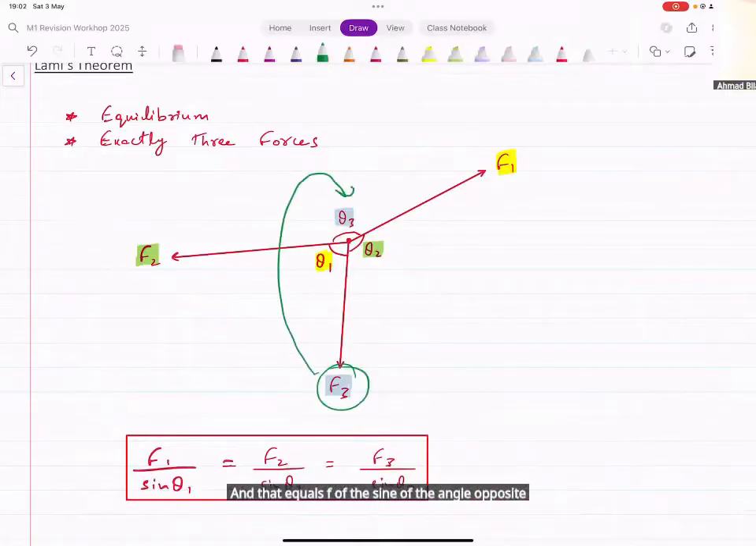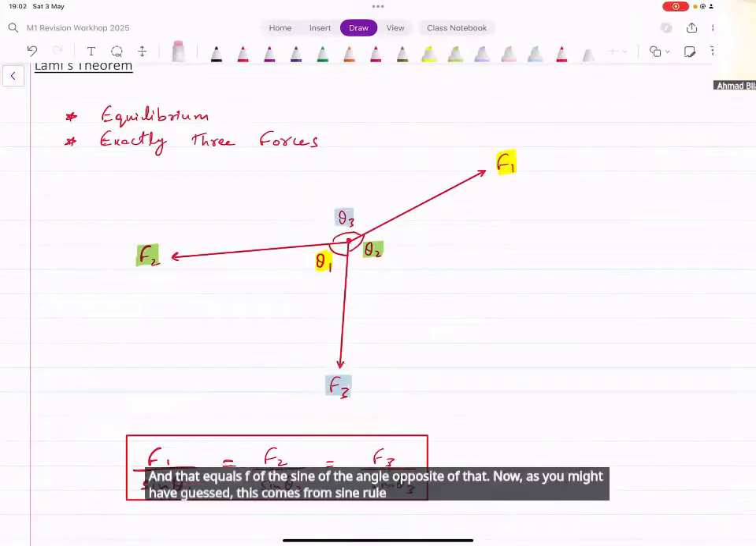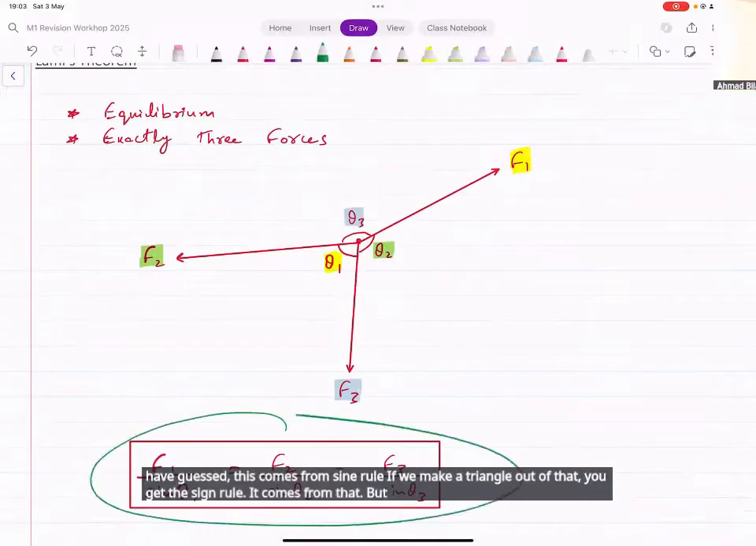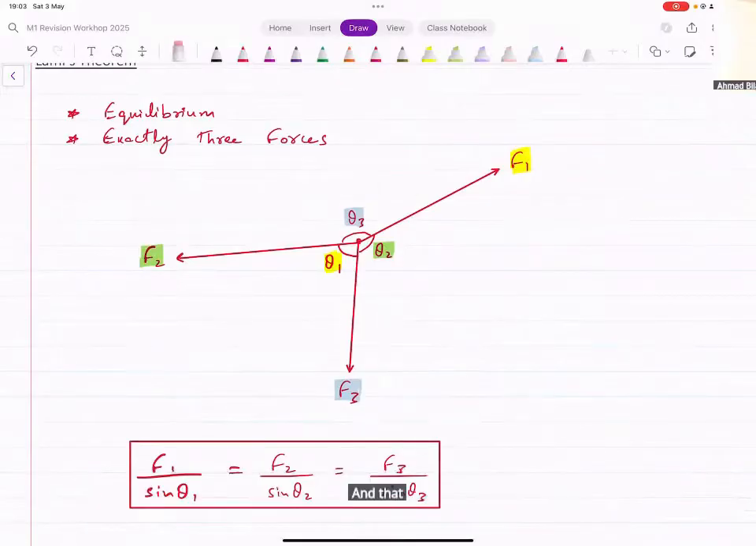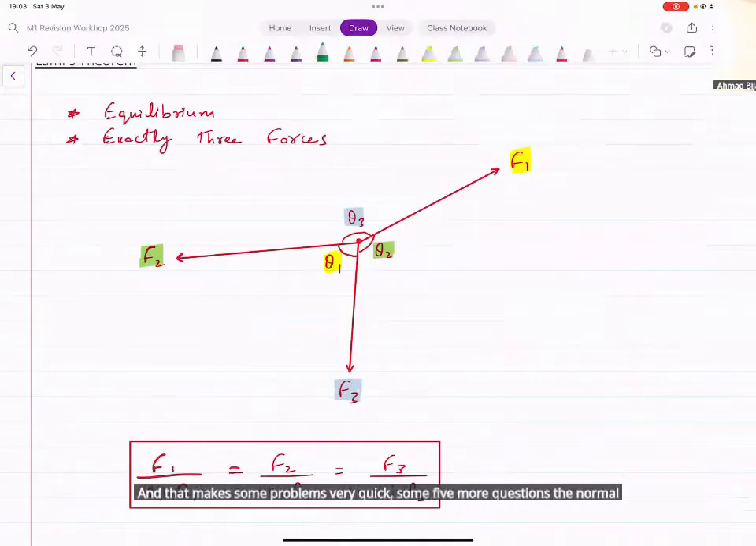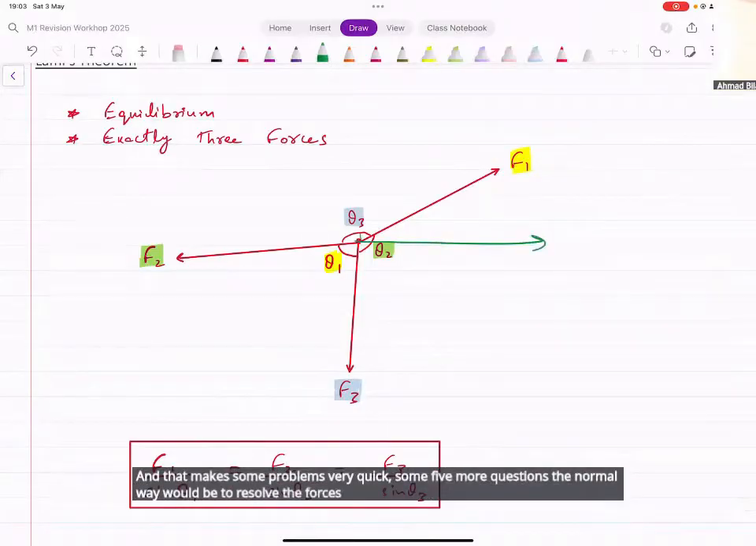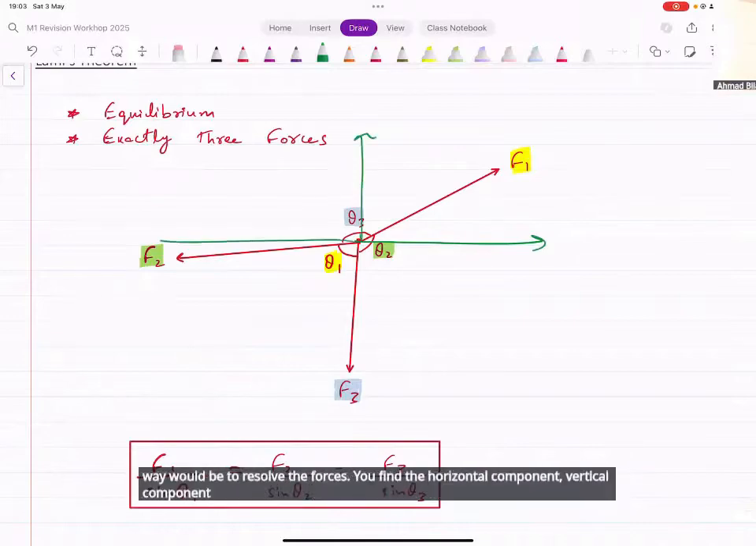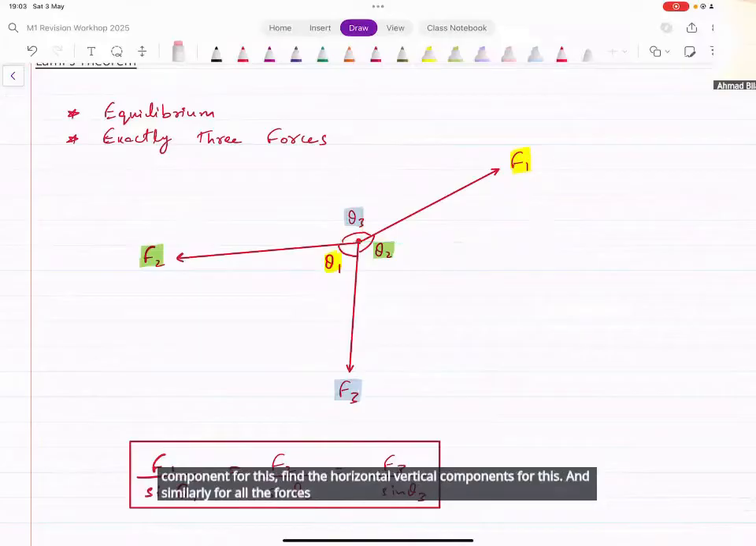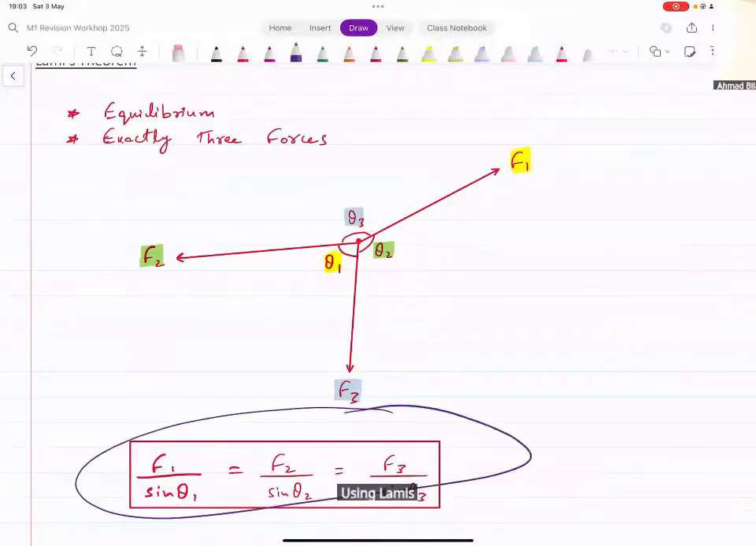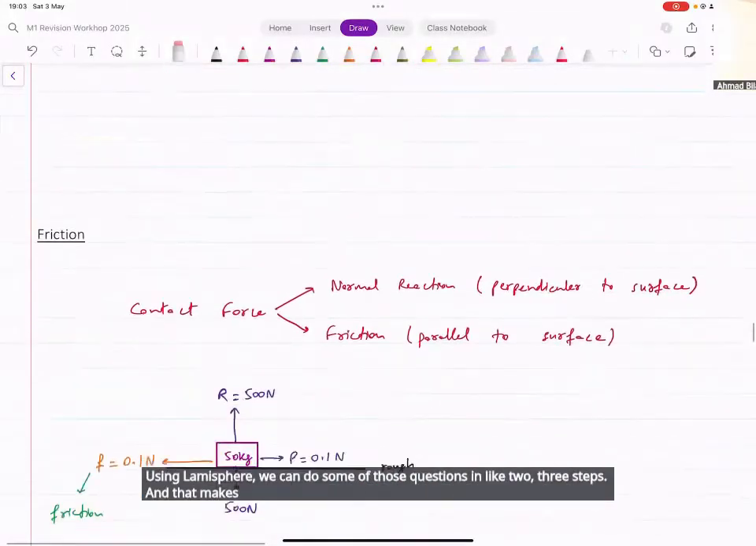Now, as you might have guessed, this comes from the sine rule. If you make a triangle out of that, you get the sine rule. It comes from that, but that's what Lami's theorem says. And that makes some problems very quick, some 5-mark questions. The normal way would be to resolve the forces. You find the horizontal component and vertical component for this, and the same for each of the three forces, then you equate them and solve simultaneous equations. Using Lami's theorem, you can do some of those questions in like 2-3 steps. And that makes it a lot quicker, a lot more efficient.